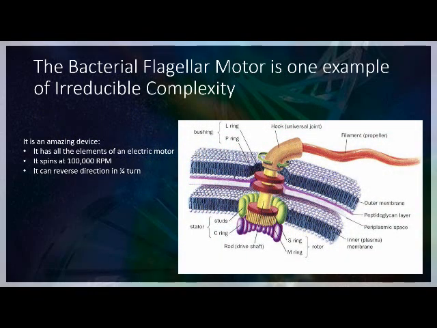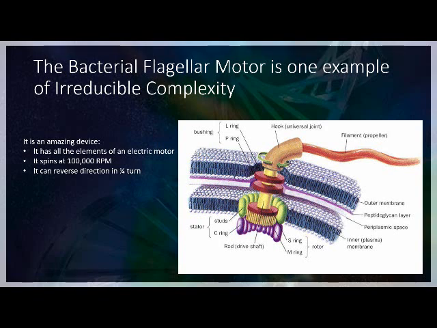Well, the bacterial flagellar motor is one example of irreducible complexity. It's a really good example. It's the thing that causes a bacterium to move around by having this little tail, this little propeller that flails out behind it and spins around and causes motion.